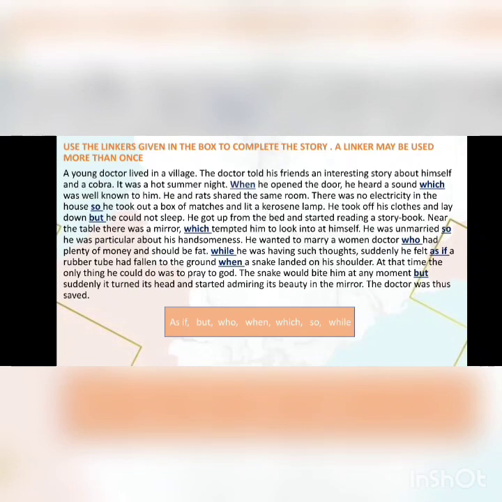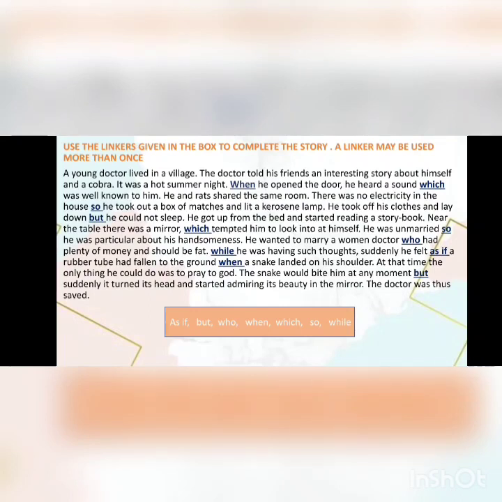There was a mirror which tempted him to look at himself. He was unmarried, so he was particular about his handsomeness. He wanted to marry a woman doctor who had plenty of money and should be fat. While he was having such a thought, suddenly he felt as if a rubber tube had fallen to the ground. When a snake landed on his shoulder, at that time, the only thing he could do was to pray to God. The snake could bite him at any moment, but suddenly it turned its head and started admiring its beauty in the mirror. The doctor was thus saved.